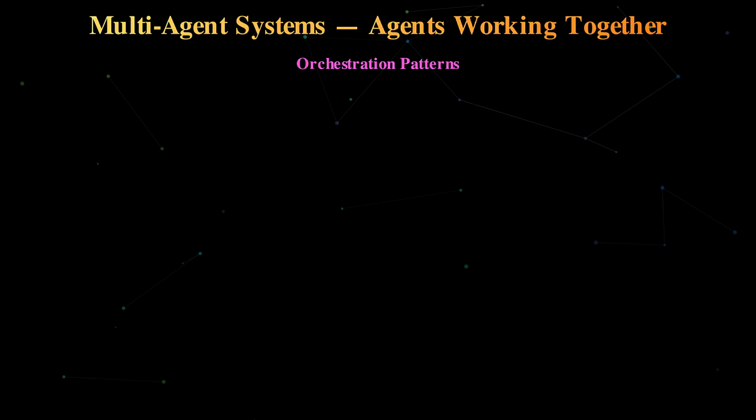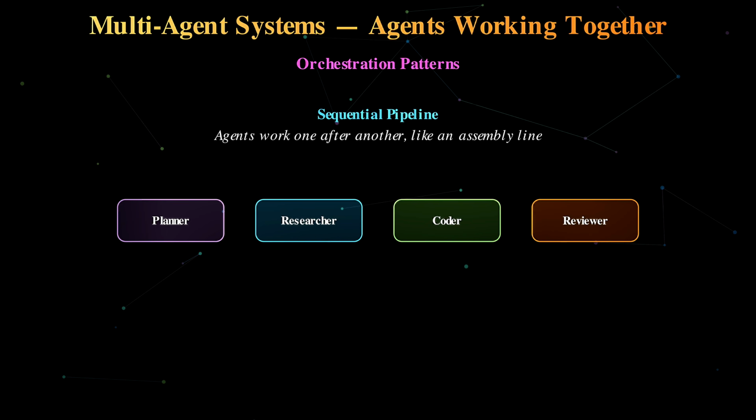There are several ways to organize multi-agent teams. Let's look at the 3 most common patterns. Sequential pipeline. Agents work one after another like an assembly line. The planner creates a plan, passes it to the researcher, who passes findings to the coder, who passes code to the reviewer. Each agent builds on the previous one's output.